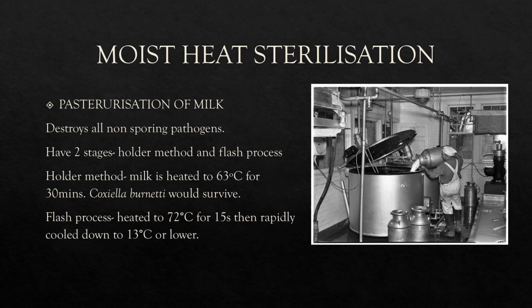The next is moist heat sterilization. Under it we have pasteurization of milk. In this they destroy all the non-sporing pathogens, and there are two methods basically, the Holder method and the flash process. In the Holder method, they heat the milk to 63 degrees Celsius for 30 minutes. But in this, Coxiella burnetii bacteria would still survive. In the flash process, they heat it for 15 seconds at 75 degrees Celsius, and then rapidly cool it down to a temperature of 13 degrees Celsius or lower.